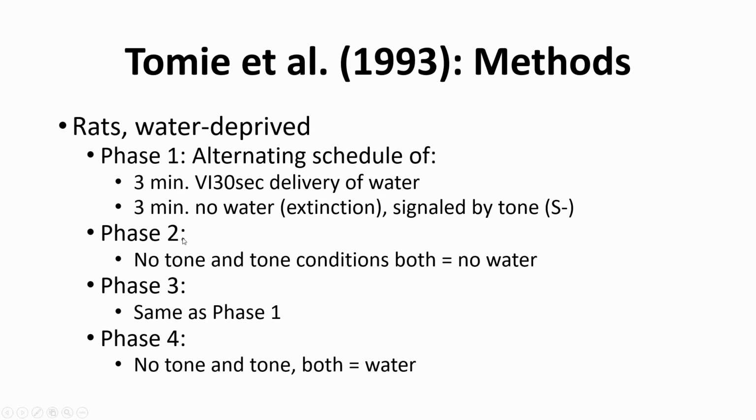And then phase 4 is actually the opposite of phase 2. Phase 4 is that no tone and tone both mean water. So in phase 2, they always get no water, and in phase 4, they just always get water. Phase 1 and phase 3 are identical, so we should expect very similar results. And phase 2 and phase 4 are opposites, so we should look at what those two look like in comparison to one another.